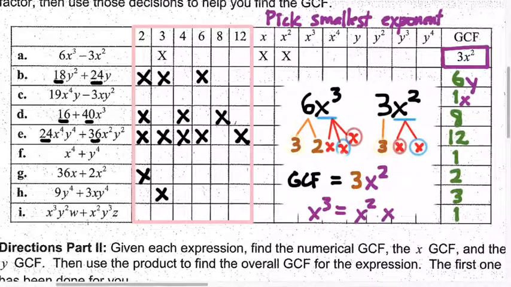How many y's did you have in the greatest common factor for C? Same deal. Y to the first power. Because we had a choice between y to the first and y to the second. So our greatest common factor for this expression will be 1xy. For part D, what did you choose for the greatest common factor between 16 and 40x to the third? How many x's did your greatest common factor have? None. Why not?